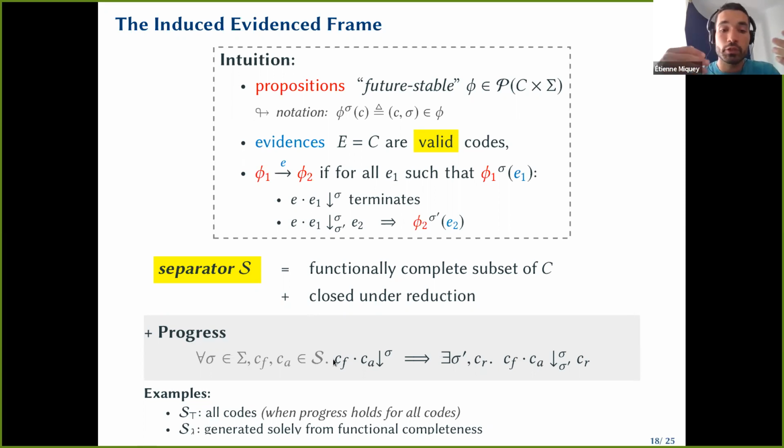But if progress holds for all codes, which is the case in the first example I was giving, then you can take as separator the set of all codes, or you can also define a separator from functional completeness from a subset of codes which satisfy progress. Okay, so that's one thing.